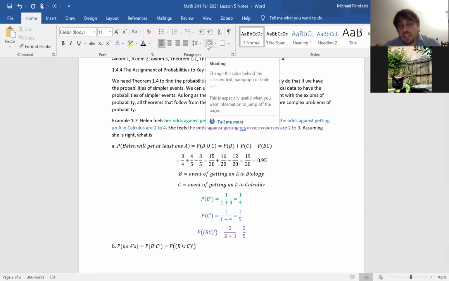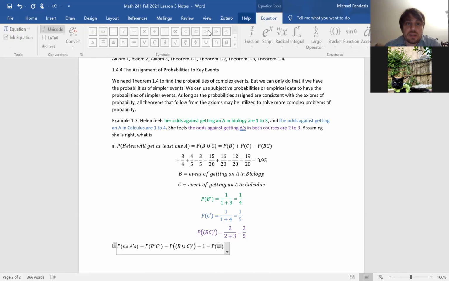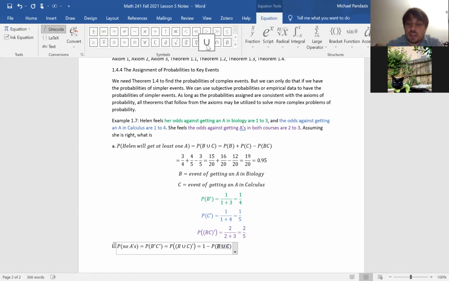Okay, so you can write this notation and it's going to be equal to that. We already said B union C is the probability that Helen will get at least one A, right? So this is equal to 1 minus the probability of B union C. This is equal to 1 minus the probability we just found, which is 0.95. That's equal to 0.05.